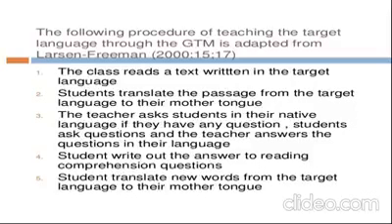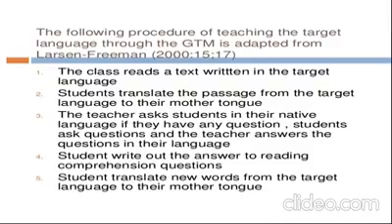The following procedure of teaching the target language through the GTM is adapted from Larsen-Freeman 2000. Number 1, the class reads a text written in the target language. Number 2, students translate the passage from the target language to their mother tongue. Number 3, the teacher asks students in their native language if they have any questions. Students ask questions and the teacher answers the questions in their language.